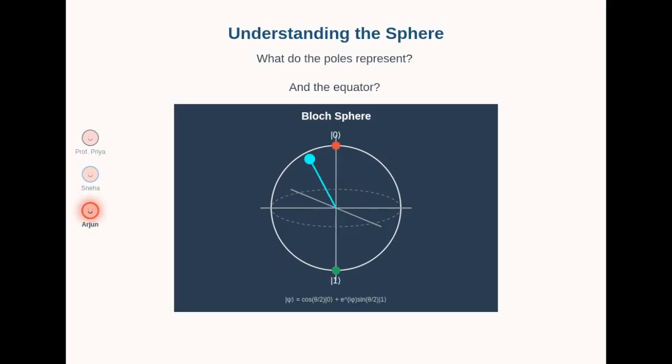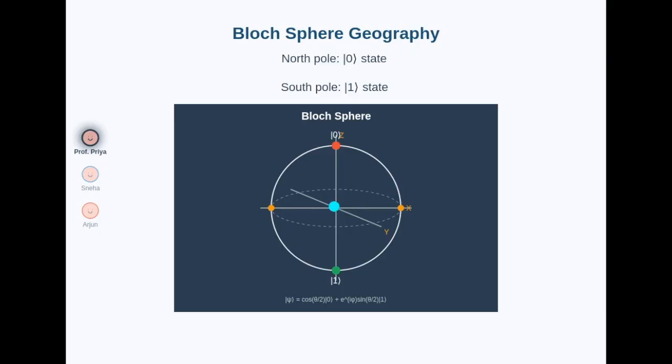This sphere is amazing. What do the north and south poles represent? And what about points on the equator? Great observation. The North Pole represents the 0 state, the South Pole represents the 1 state. Points on the equator represent equal superpositions, while theta and phi angles define any point on the sphere.